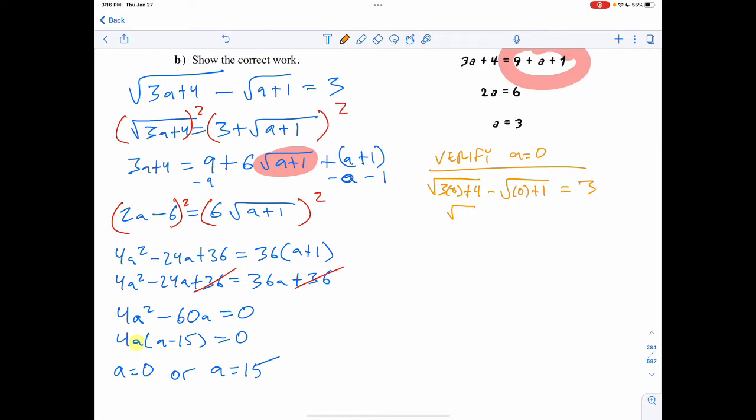That's going to leave me with the square root of 4 minus the square root of 1 is equal to 3. Or 2 minus 1 is equal to 3. But 1 does not equal 3, which means that we have to reject that answer.